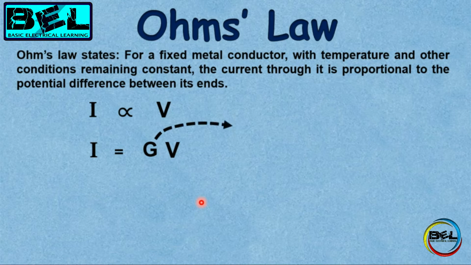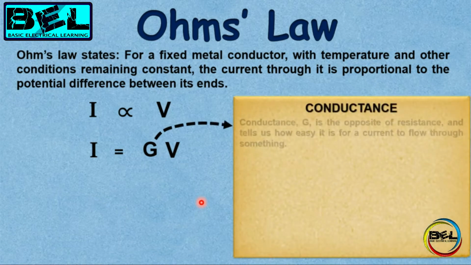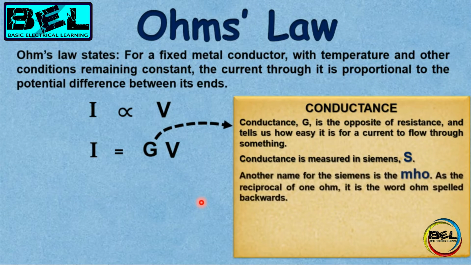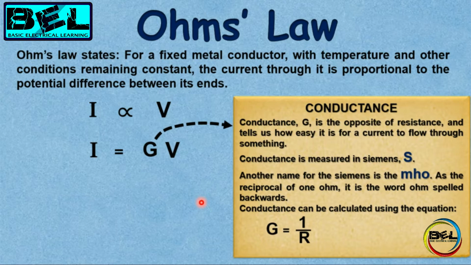And what is conductance? Conductance G is the opposite of resistance and tells us how easy it is for the current to flow through something. Conductance is measured in Siemens, and another term for the Siemens is mho, as the reciprocal of resistance. It is the word ohm spelled backward. So the conductance can be calculated using the equation, for example, G is equal to 1 over R, or G is equal to I over V.